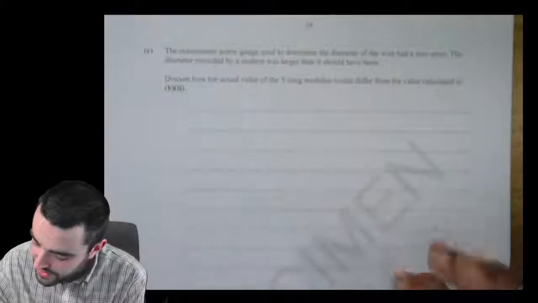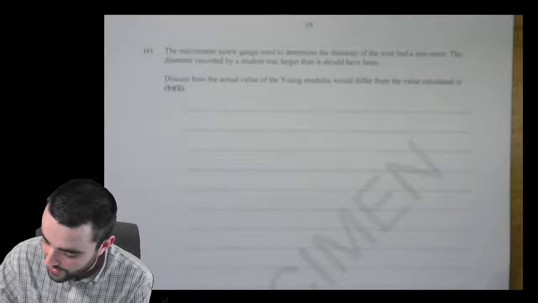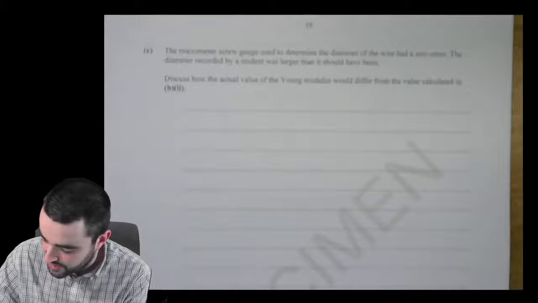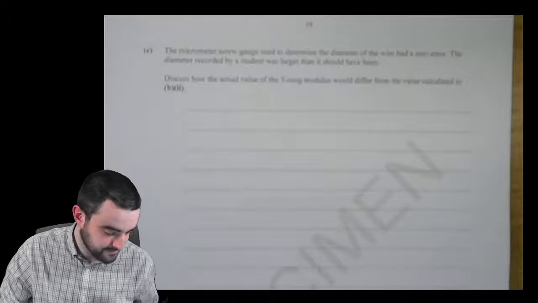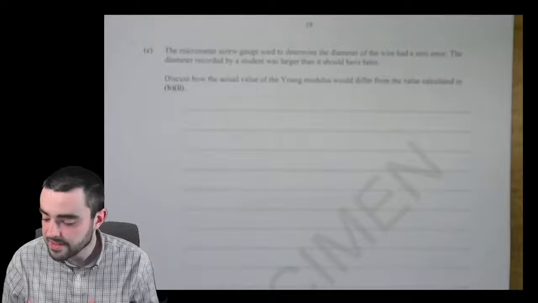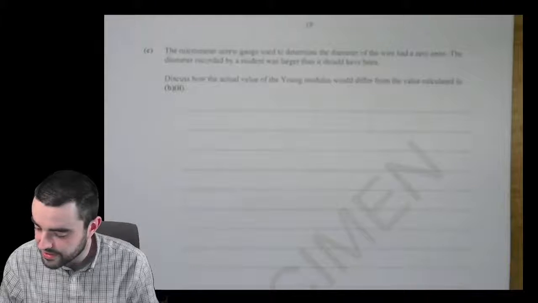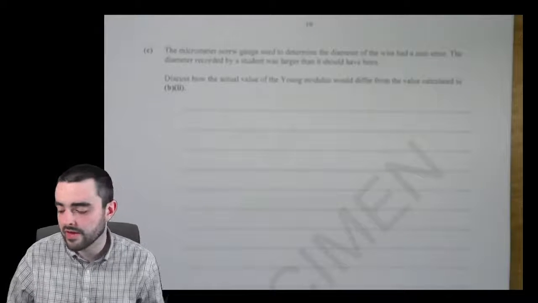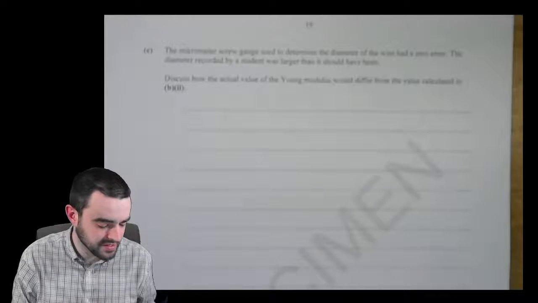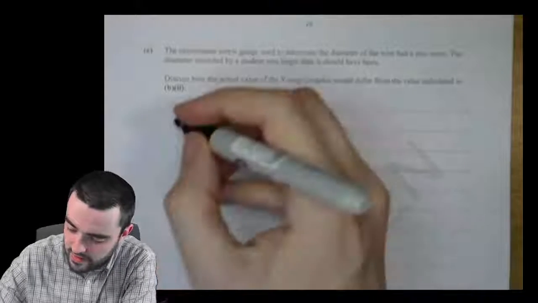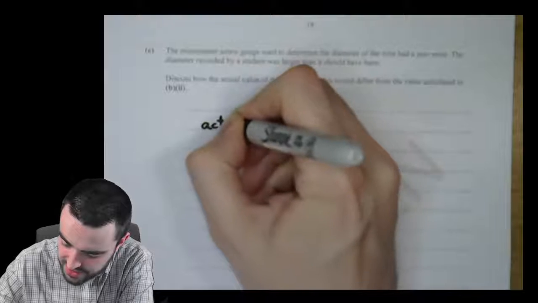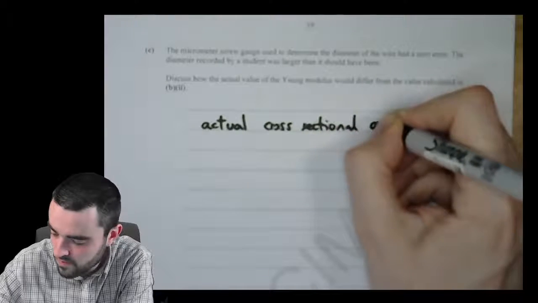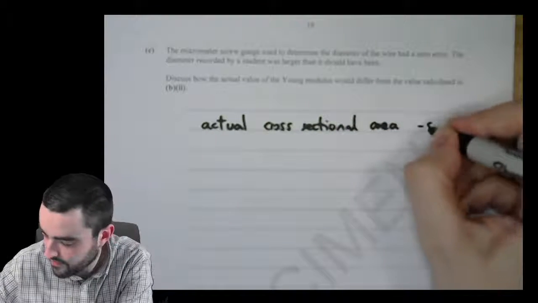A micrometer screw gauge used to determine the diameter of the wire had a zero error. The diameter recorded by a student was larger than it should have been. Discuss how the actual value of the Young's modulus would differ from the value calculated. So if the diameter recorded by the student was larger than it should have been, we need to think about what effect that would have on the values that we actually care about with the Young's modulus. And so if the diameter is too large, that means that the actual cross-sectional area is going to be smaller.